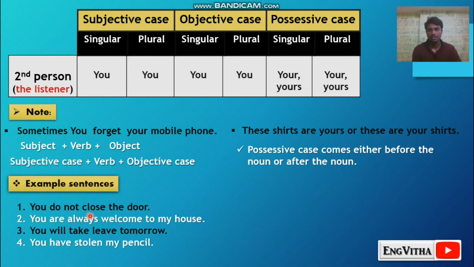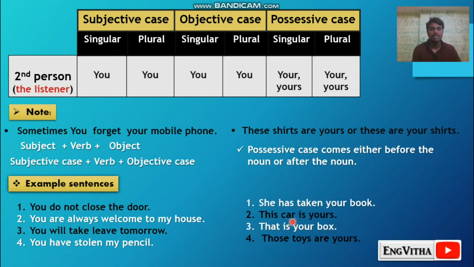You do not close the door. You are always welcome to my house. You will take leave tomorrow. You have stolen my pencil. And in the possessive case, she has taken your book. This car is yours. That is your box. Those toys are yours. So this is how we use the second person in sentences.